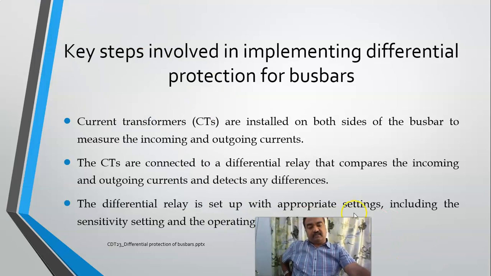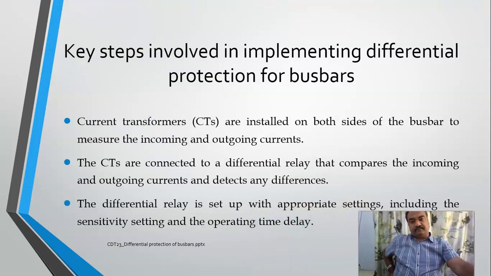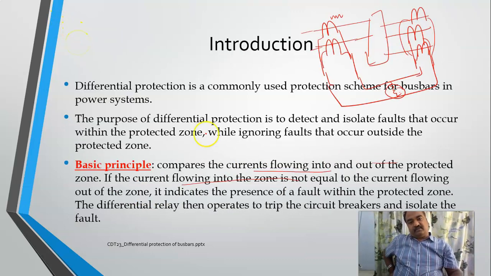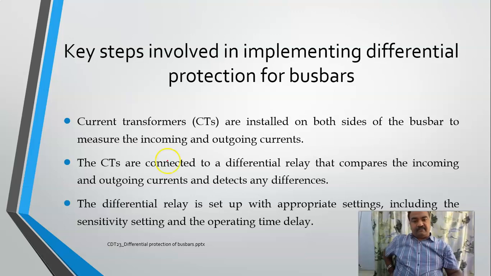One important thing is, as already mentioned, CTs are installed on both sides. These CTs measure the incoming and outgoing currents. The CTs are connected to the differential relay that compares the incoming and outgoing currents and detects any differences. As shown in the figure, these are the CTs, connected at every incoming or outgoing connection. And the differential relay is set up with appropriate settings, including the sensitivity setting and the operating time delay.